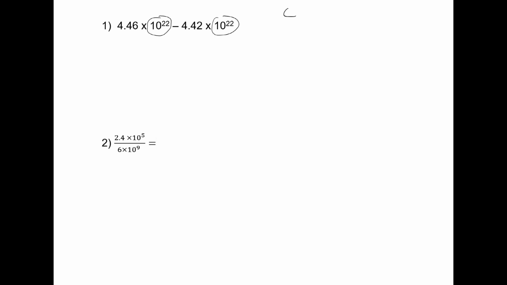So we can think of this as 4.46x, just imagining 10 to the 22 as x, take away 4.42x. Now that's going to be 0.04x, because 6 take away 2 is 4, and the other 4s will cancel out. The 4s in the tenths and units column are what I'm referring to. So we basically have 0.04 times 10 to the 22. Okay, so we are basically doing 4.46 take away 4.42, and then you're timesing by 10 to the 22.